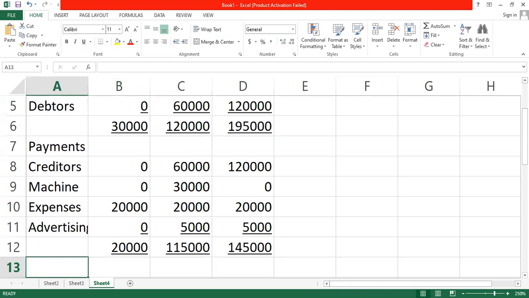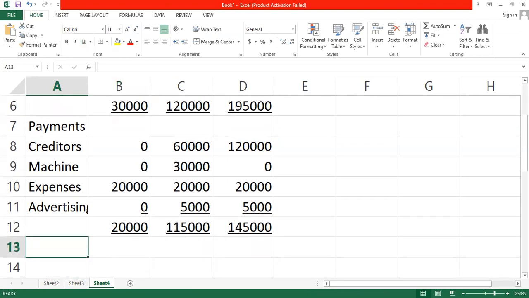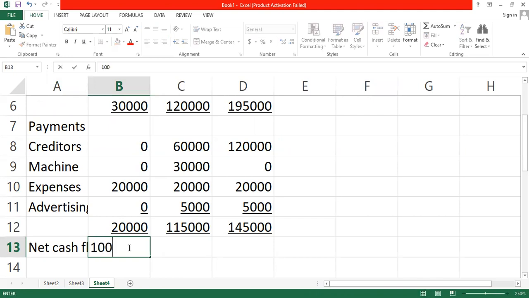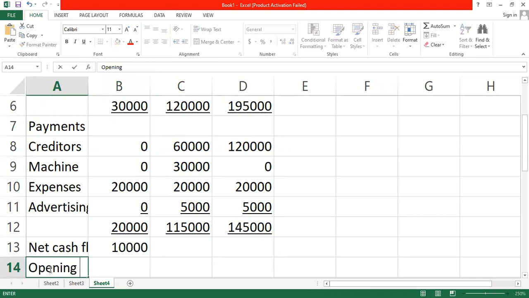Okay, so we come to the net cash flow. Net cash flow for the year. What will be the net cash flow for July? It will be the total receipts minus the total payments. That will be 10,000. Do you have any opening balance for July? Unless we check the question.